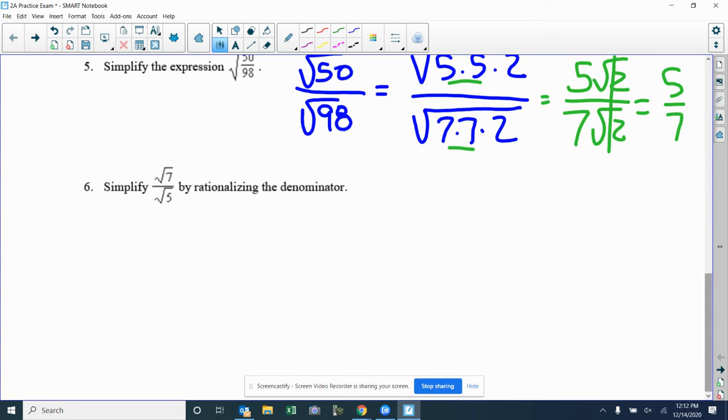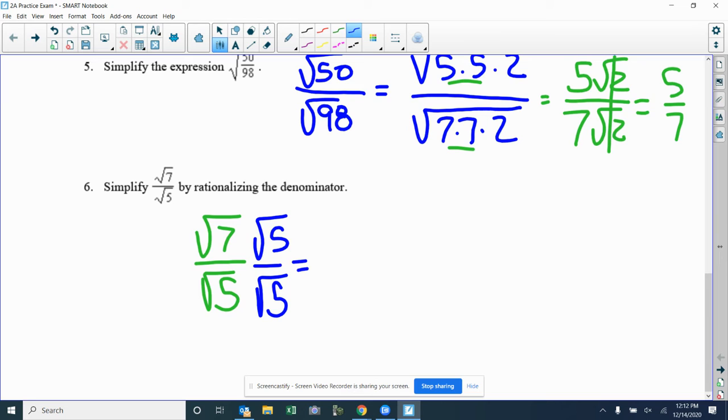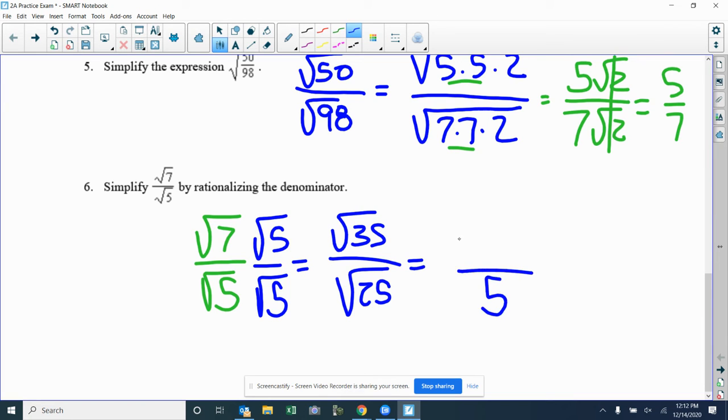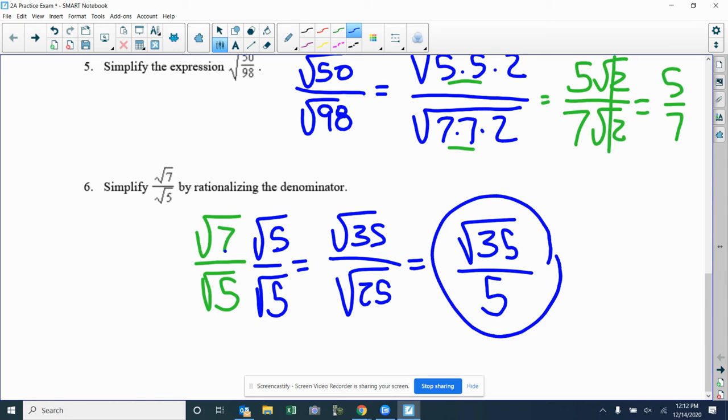Okay, so we have the square root of 7 over the square root of 5. When we rationalize, we're going to multiply by whatever's in that denominator. Square root of 5 times the square root of 5 is square root of 25, which is 5. And the square root of 7 times the square root of 5 is the square root of 35. Looking back, the square root of 35 is 7 times 5, so there's no sets of anything to come out. So there's your answer for that one right there: square root of 35 over 5.